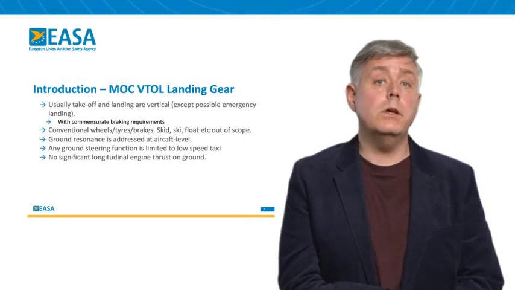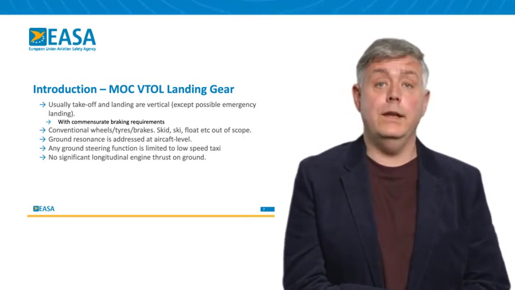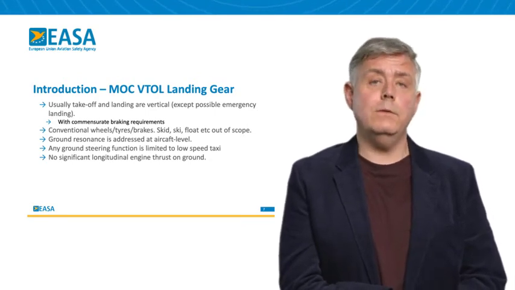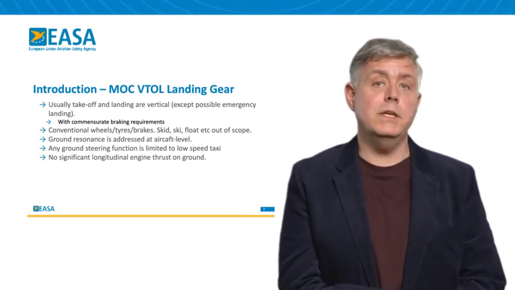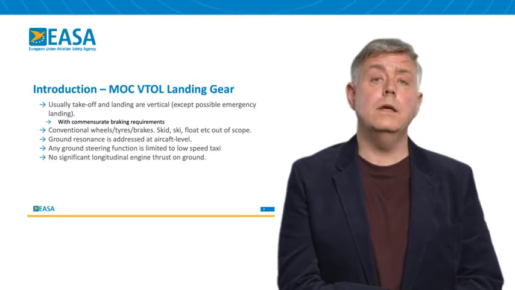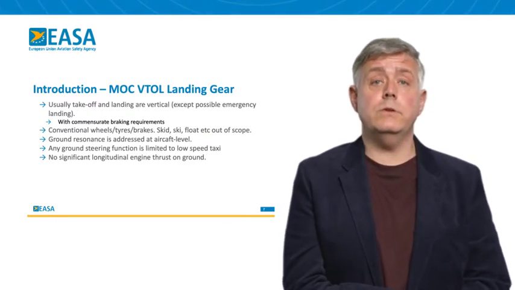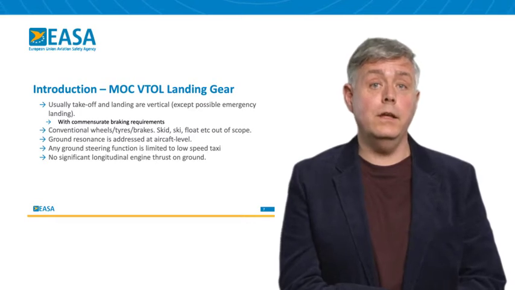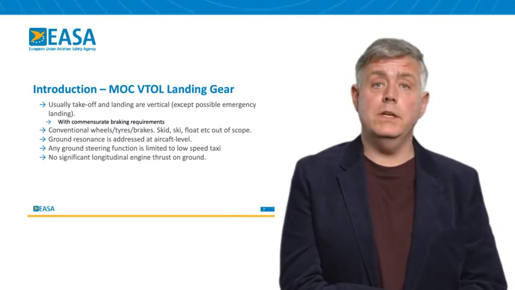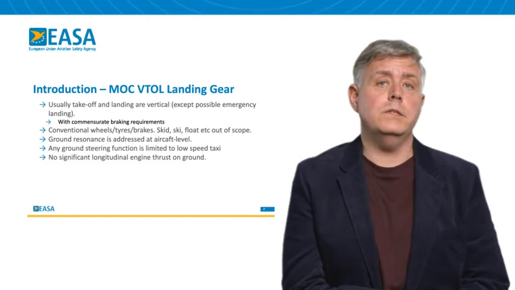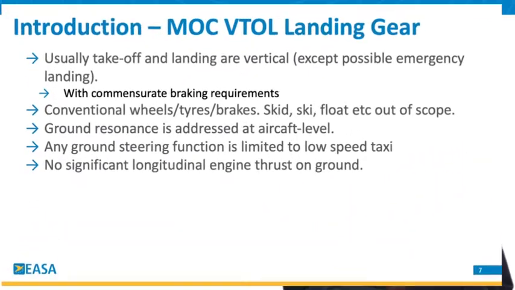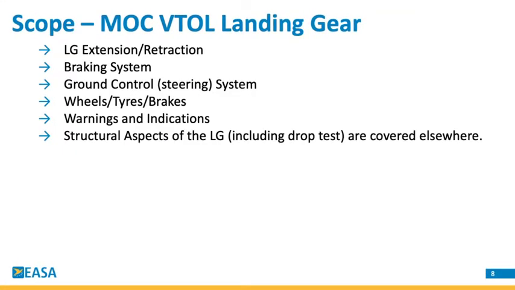I've assumed, commensurate with the vertical takeoff and landing, that any ground steering function is limited to low speed. And again, commensurate with a vertical takeoff and landing, we assume that there is no significant longitudinal thrust whilst the aircraft is on ground. I'm not going to read these line by line, but these are the subsystems and aspects which are covered within the MOC for the landing gear.